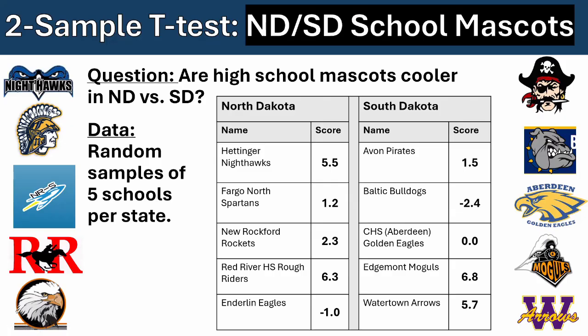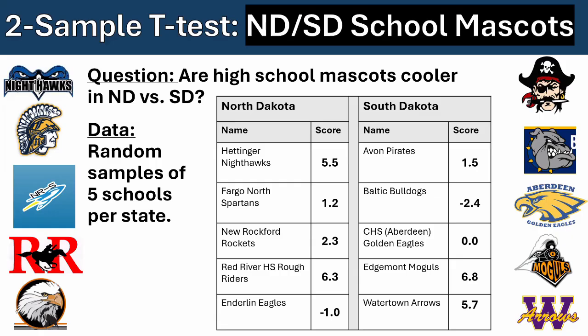And then I gave each a score by how cool I thought it is. So it could be positive. Like the best scoring one in North Dakota of the sample, I thought the Rough Riders were the coolest. It could be negative. So I thought the Eagles were a little boring. Same on the side here. And so then that's kind of my mock data here.